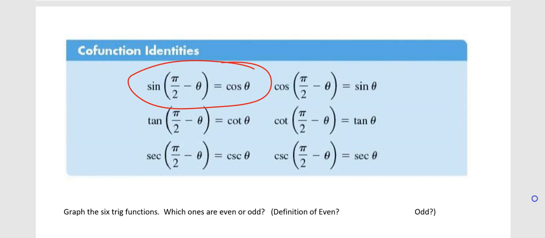So cosine goes with sine, cotangent goes with tangent, secant goes with cosecant. They're all duplicates, just as long as you understand the pairs.